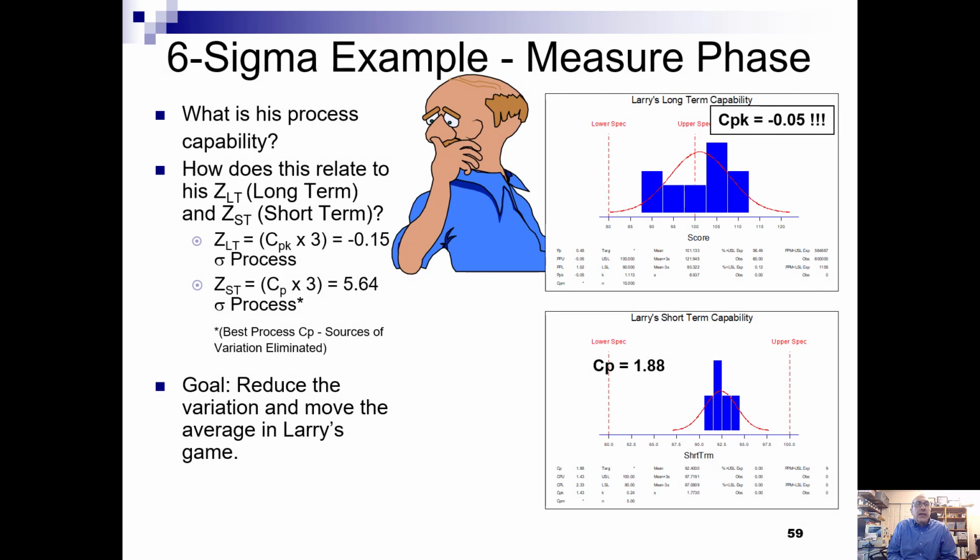So first thing is we have to determine what is Larry's process capability. How does this relate to his long-term and short-term golf game? And the goal is to reduce the variation and move the average of Larry's golf game.